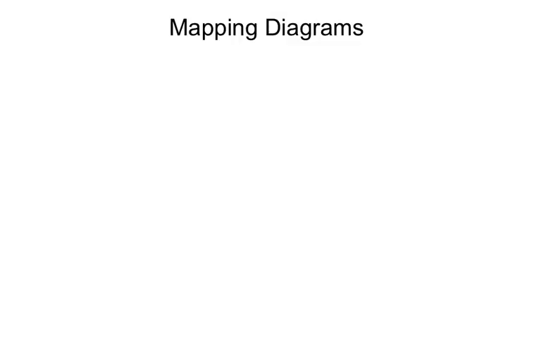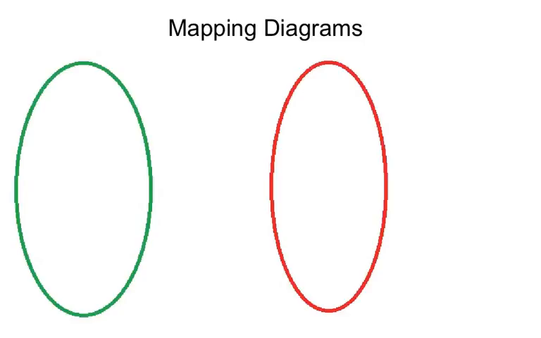In this video we're going to look at mapping diagrams. A mapping diagram is a way of representing any mapping between one set of elements and another set of elements. Traditionally speaking, they look like this, where the green set is the first set of elements and the red set is the set of elements we get out from our mapping.